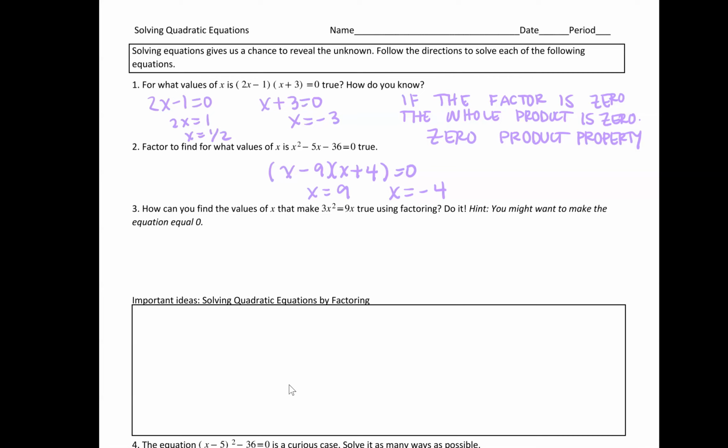Alright, what about this one? How can you find the values of x that make 3x squared = 9x true using factoring? So we need to get it equal to 0 here. So this will be 3x squared - 9x = 0. Take out the greatest common factor, which is 3x. I'll be left with x - 3. Set both of those equal to 0. So x will be 0 and x will be +3.